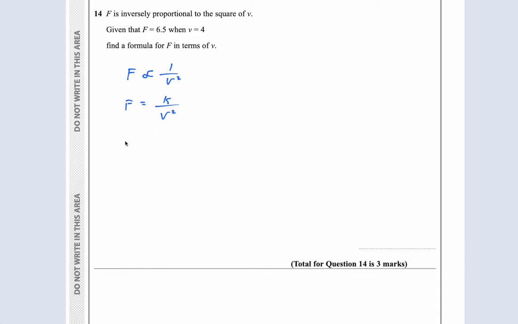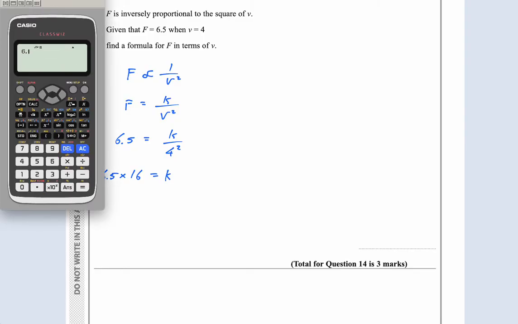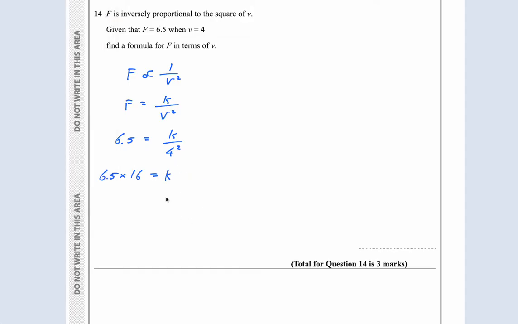It tells us F is 6.5 when v is 4. So it's k over 4 squared. I can now find k by saying 6.5 times 4 squared, which is 16. 6.5 times 16 is 104. So k is equal to 104. Okay, that's it, done, guys.